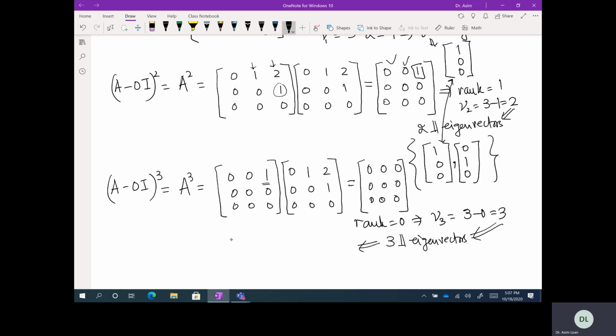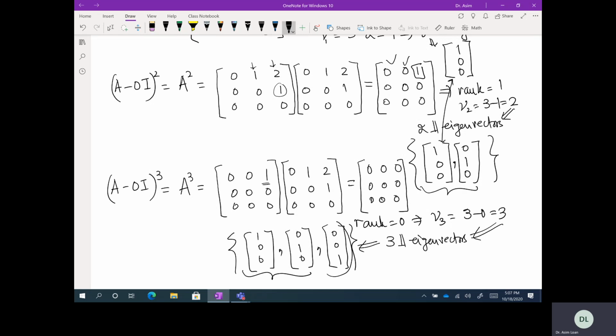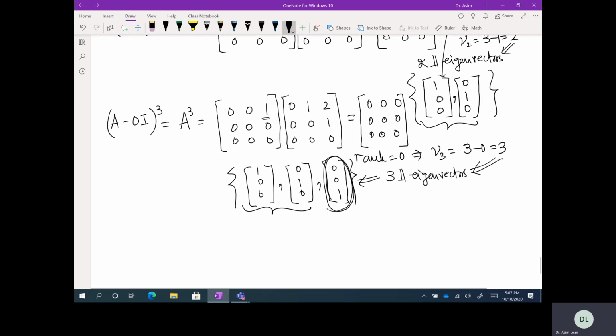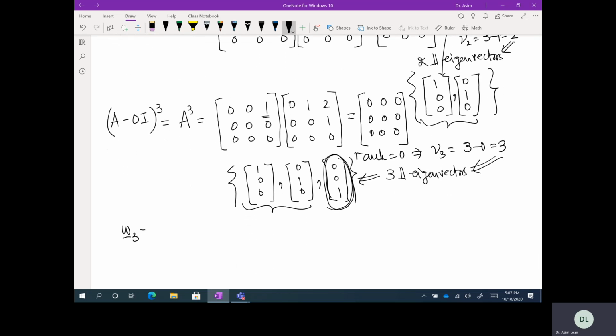And what are those? Those are 1, 0, 0. You pick the first column, or the second column, or the third column, right? So 0, 0, 1. Now these two are in here. So this is the one that I'm going to pick. So I'm going to say W3 equals, so this W3 is not in the null space of A squared. So this implies W3 is simply 0, 0, 1.